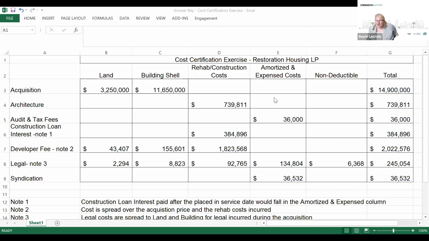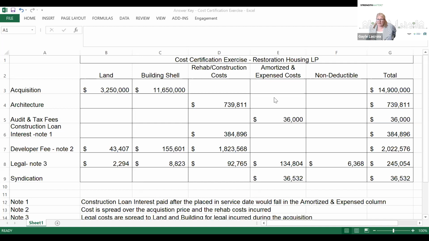Construction loan interest, of the total construction loan interest, you'll see that 384 is part of our construction cost. And that's how much construction interest was paid before the placed in service date. If you had a construction loan that continued on, which many of us do, you might see construction interest actually expensed after the placed in service date. So I would say probably more normally, you would see this lapse over, so you might see it in both categories. In this particular case, you see it just in the rehab.